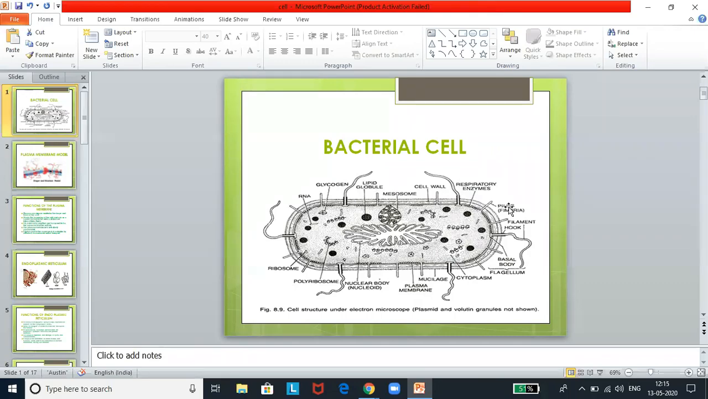So this diagram is very important. In the past papers, they have asked questions based on this diagram to identify the parts, or they would have given the part and asked you to associate the function with it. Now ribosomes and inclusion bodies.